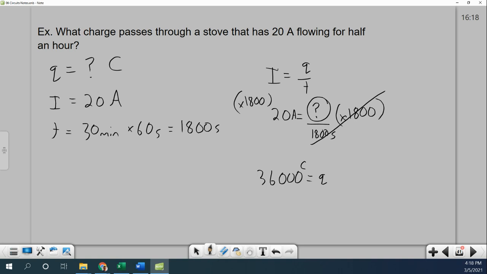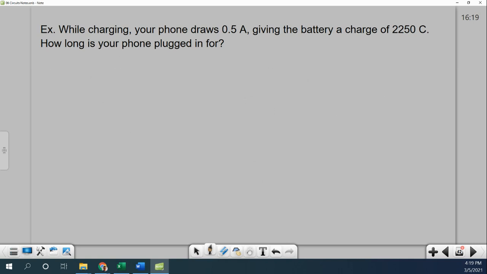36,000 coulombs. That's a huge number, but think about it. I'm running 20 coulombs a second for 1,800 seconds. That's a half an hour worth of energy. That is a lot of electricity. Now, luckily, it's not asking me for a number of electrons because that number would be crazy big. But looks like we've got 36,000 coulombs traveling in that half hour.